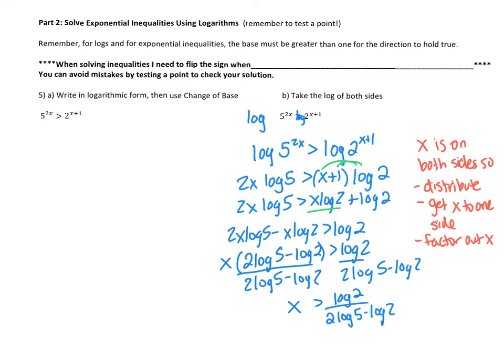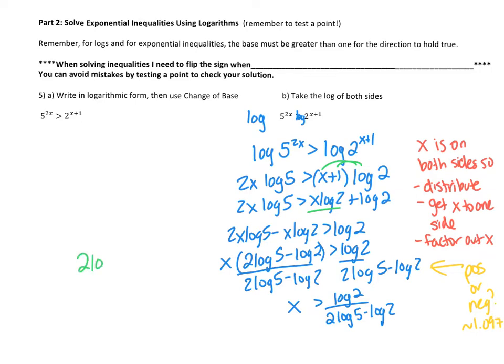Now let's pause here for a second. We just divided by this whole expression here. So we need to know, is this positive or negative? So you could type it into a calculator, 2 log of 5 minus log of 2, and you'd find that it's about positive 1.097. However, let's say we needed to do it in our head.